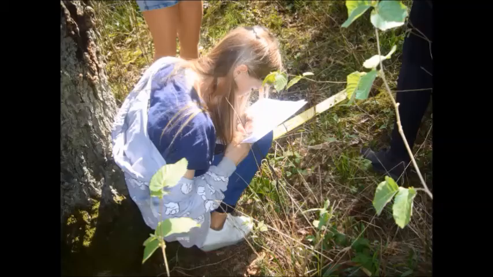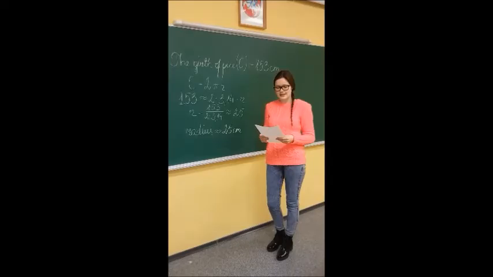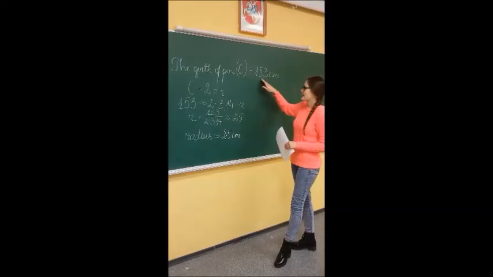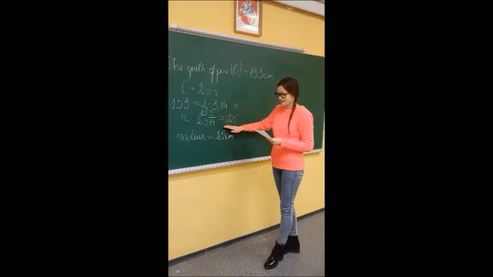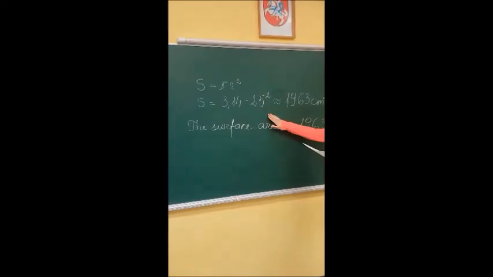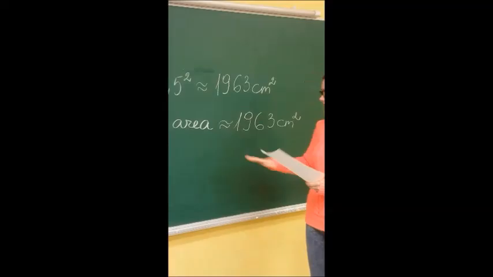After that, the students, with the help of a thread, measured the girth of trees and, in accordance with the mathematical formulas, counted the radius, diameter, and surface area of the trunk. The girth of the pine is 153 centimeters. According to the formulas, we count the radius. So, the radius is approximately 25 centimeters. The surface area we counted according to the formulas. So, the surface area is 1,963 square centimeters.